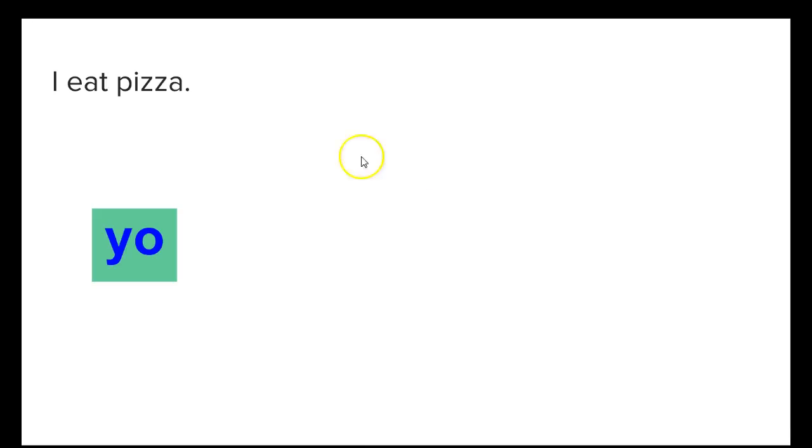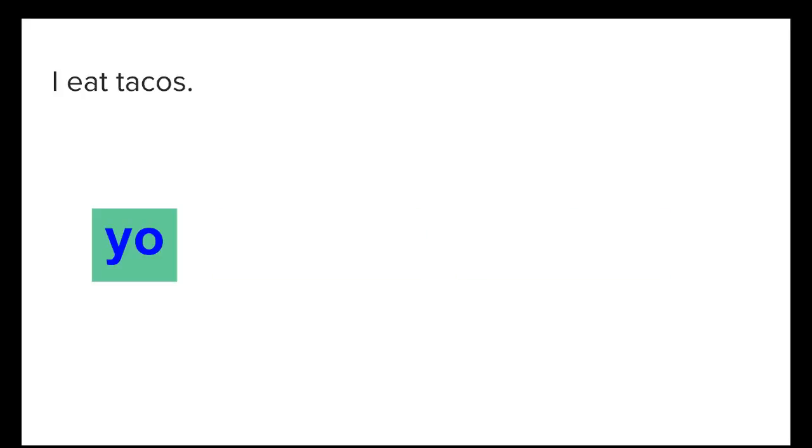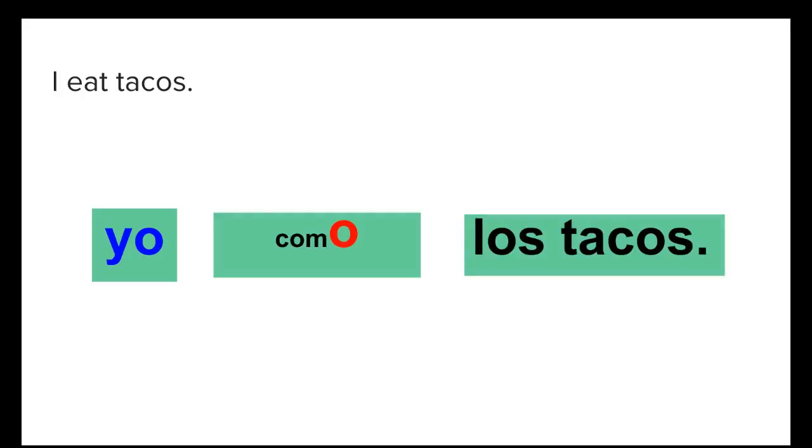So vamos a practicar. All of these words I'm giving you up here are cognates. Remember, a cognate is a word that looks similar, is spelled similar, and actually means the same thing as in English. So I eat pizza. The only thing you're going to have to do is throw in the definite article before the food word. Your definite article is el, la, los, or las. So I eat pizza would be yo como la pizza. I eat tacos. Yo como los tacos.